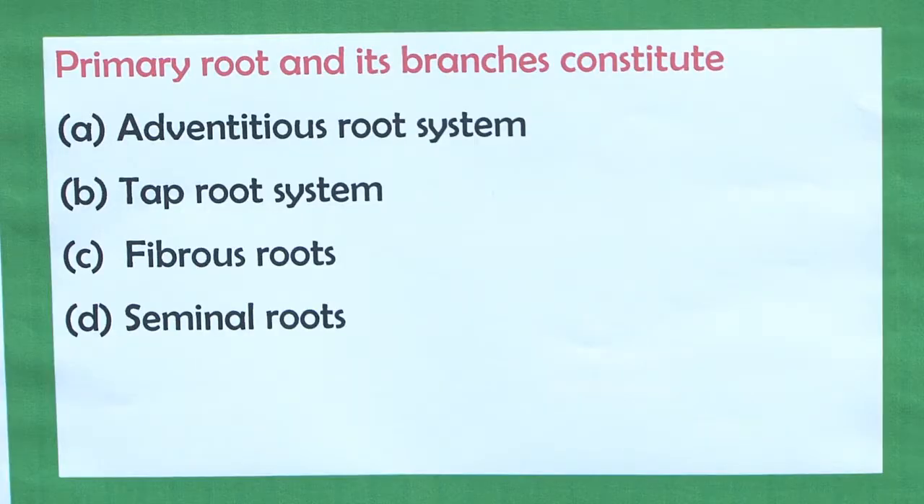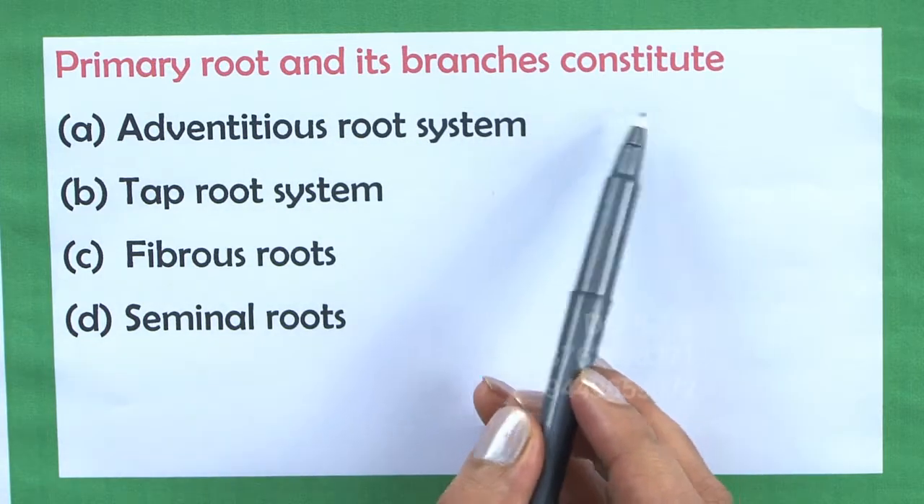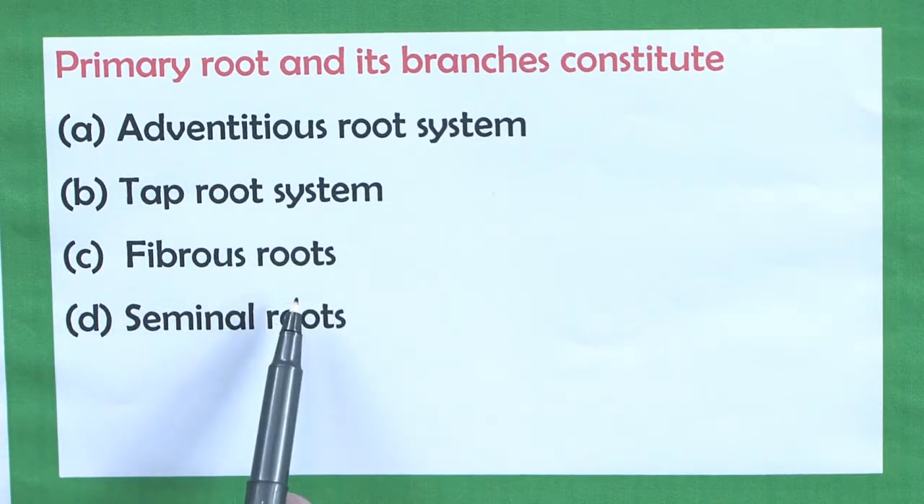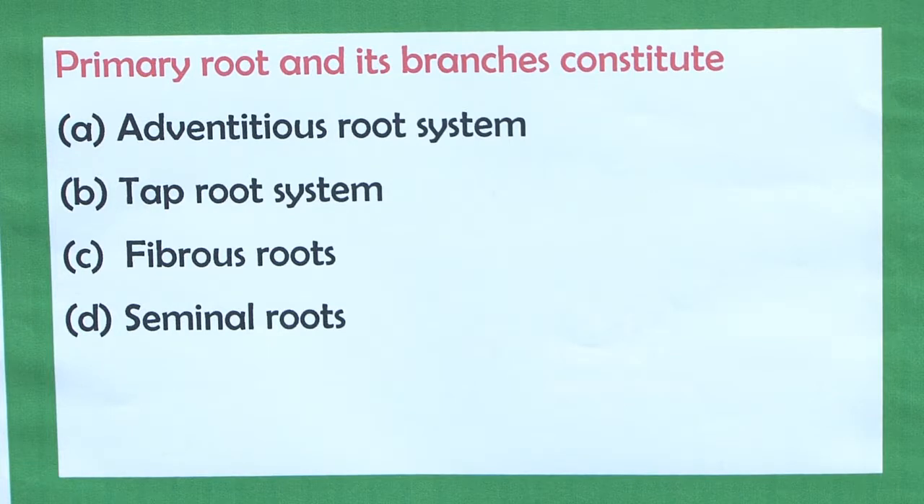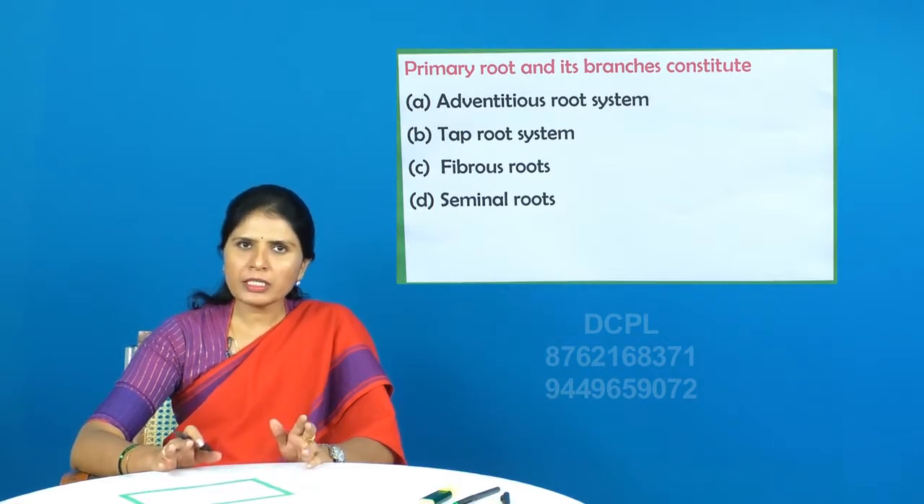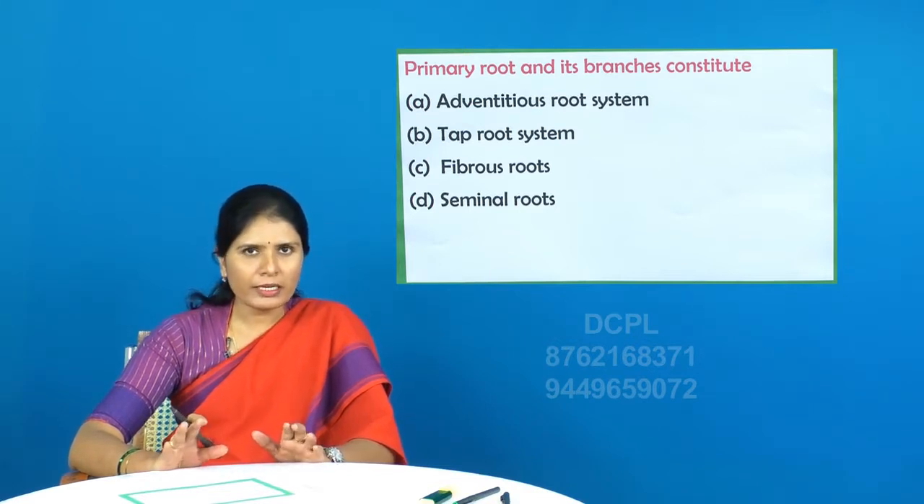Next, we will move on to another question which says primary root and its branches constitute adventitious root system, taproot system, fibrous roots or seminal root. What exactly is a primary root? I told you primary root is an elongation of radicle. The radicle extends into a primary root which in turn gives rise to a taproot, or the taproot further differentiates into laterals called secondary and tertiary roots. This constitutes a taproot system.